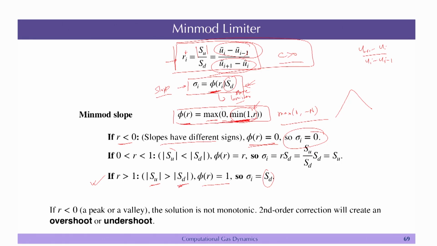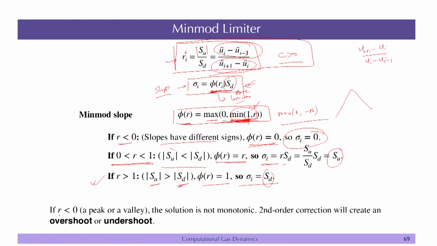You can work out here, because r is greater than 1, they have to take the minimum 1 here. You get 1 and they will get this SD, multiplying here 1. If you have r less than 1, then what will happen is that SU is less than SD, like we discussed earlier, and then phi of r will become nothing but r, and then you multiply this sigma I by r times SD and it will become SU. So, you are picking the smaller one here also.